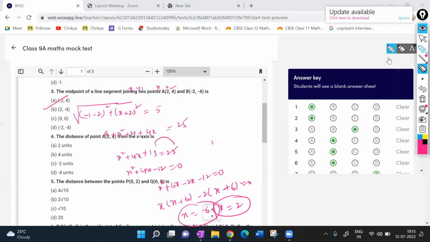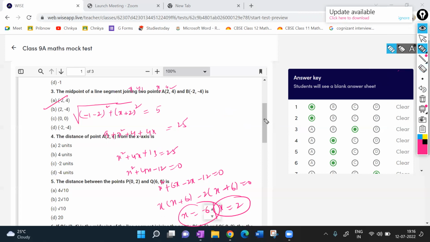Or else shift this 25 to this side. Shifting this 25 to the left hand side becomes 0 when you shift like that. That is a basic rule. For suppose if you have x is equal to 2, if I shift 2 to the left hand side, it becomes minus 2. Clear?